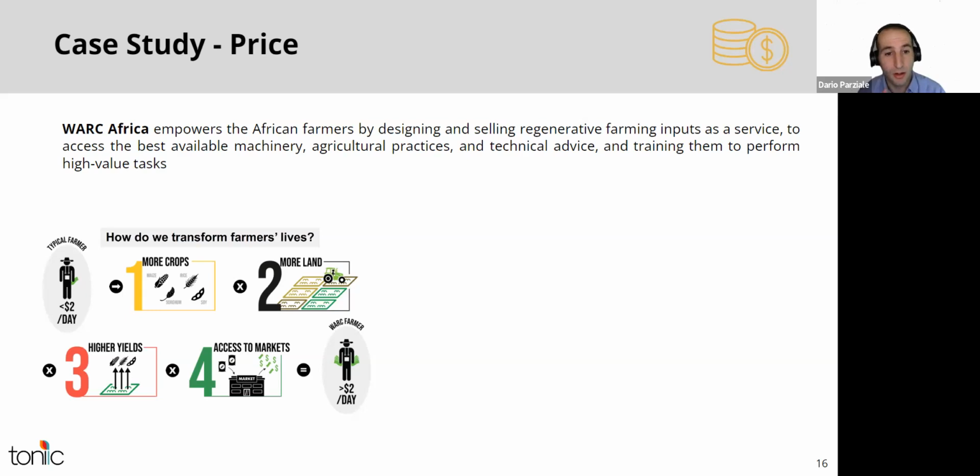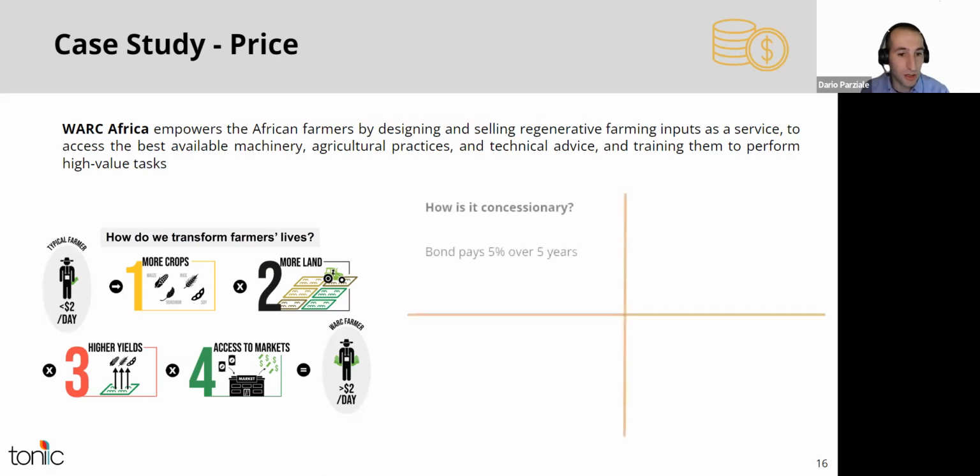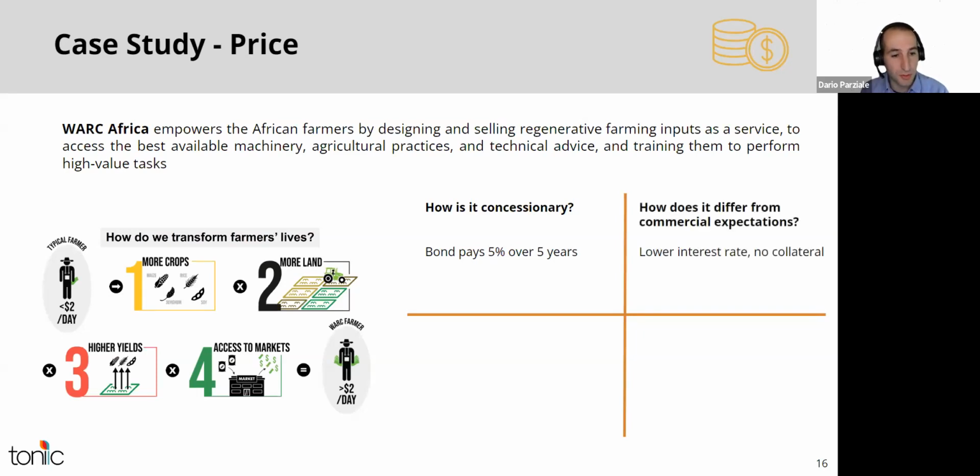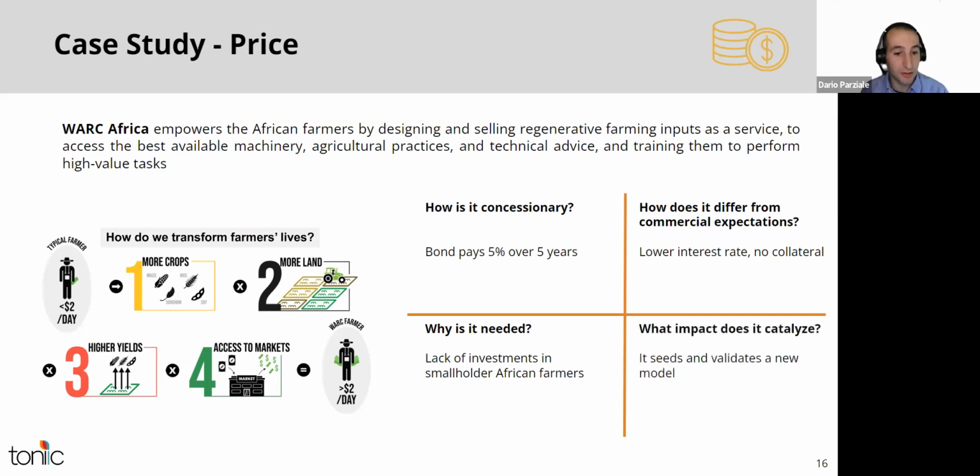In 2020, Work raised a $5 million bond to finance the first 2 service delivery units. It is concessionary because the bond pays 5% annually over 5 years. It differs from commercial expectations because the bond pays a lower interest rate than commercial investors would probably have expected, and they might also have demanded collateral. It is needed because there is a lack of investment in smallholder farmers in Africa, and the impact that it catalyzes is to seed and validate a new model.